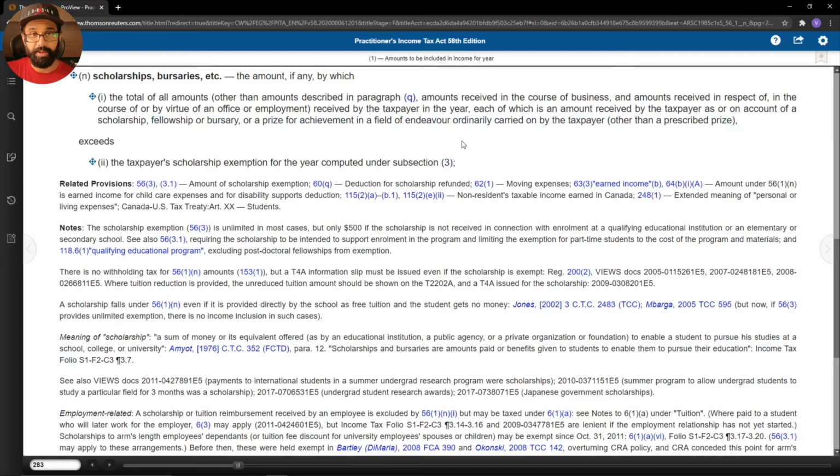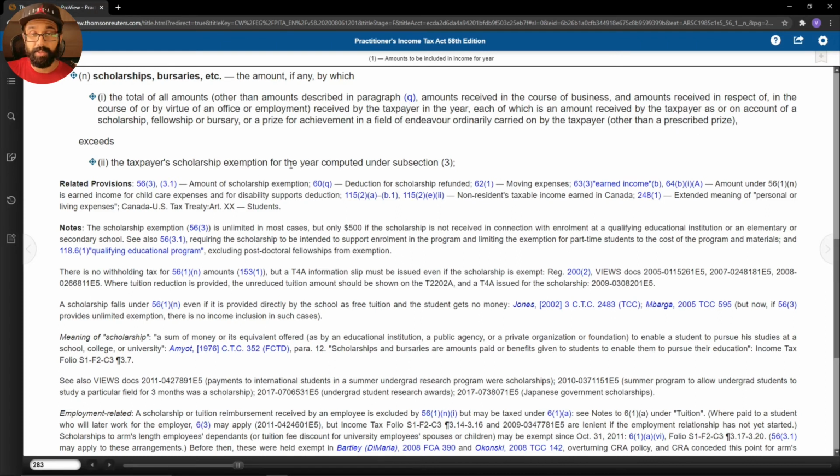Now there's a few things for you to look at here. It's basically saying to include all scholarships, fellowships, or bursaries, or a prize for achievement. However, it also says other than amounts described in paragraph Q, or other than a prescribed prize. So now you have the option. Should you go look at paragraph Q or a prescribed prize?